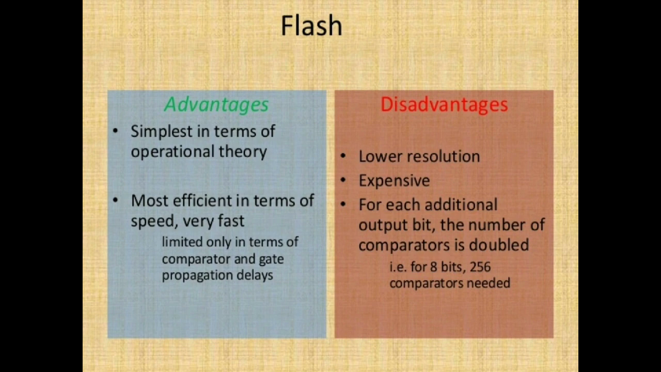In addition to this, the output processing, everything, is very quick in this case. So these are the different types of A to D converters.